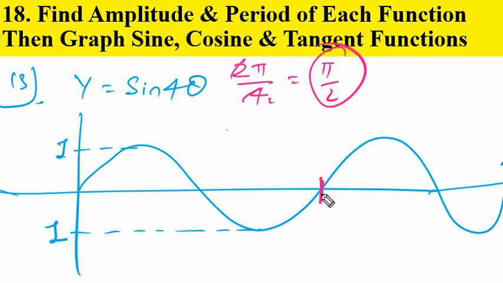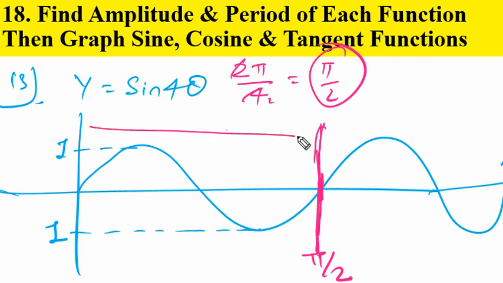So this one complete cycle will finish at how much? Pi over 2. Usually one complete cycle for sine is 2 pi, but in this case this one complete cycle will finish at pi over 2. That's how you will decide, okay?